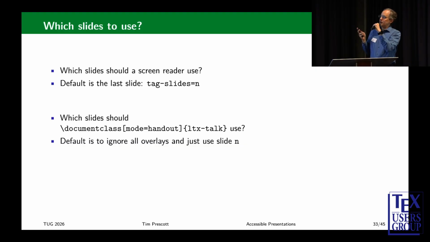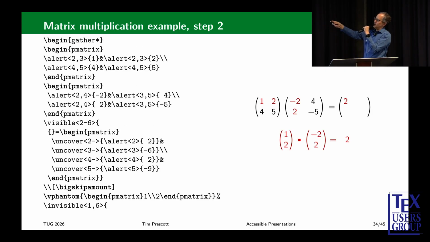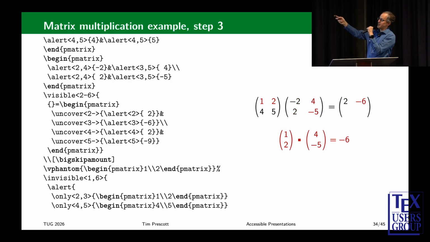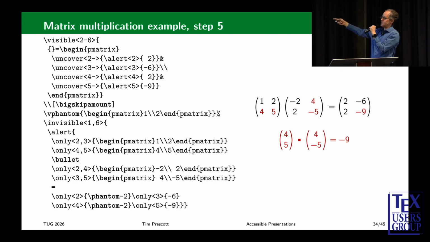Okay. Another example, I used this in my linear algebra class. I wanted to step through matrix multiplication. So I want to multiply the matrix 1, 2, 4, 5 times -2, 4, 2, -5. If you're forgetting matrix multiplication, I'll step through real quick on this right side. So we multiply the first row and the first column, get dot producted, that gives us a 2. The first row and the second column, dot product is -6. Second row, first column, dot product is 2. Second row, second column, dot product is -9.